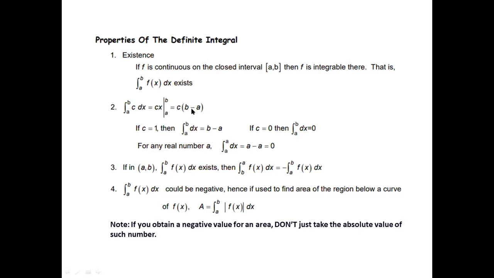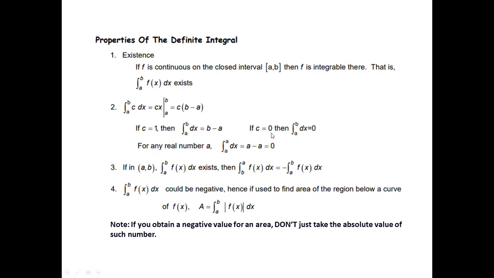So any constant, for that matter, when processed as a definite integral, will have an answer equal to that constant times the difference of the limits that were provided. If c is equal to 1, then it would be a pure case of the difference of the limits.